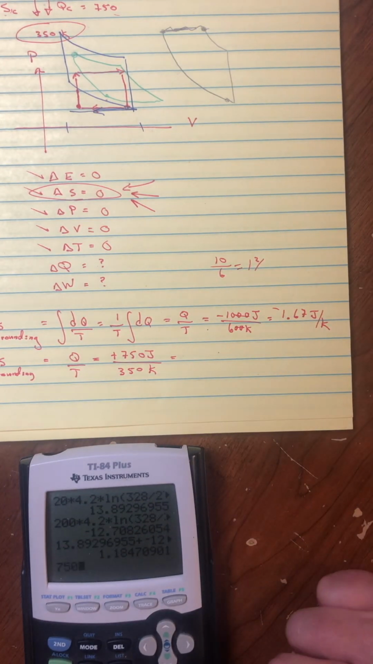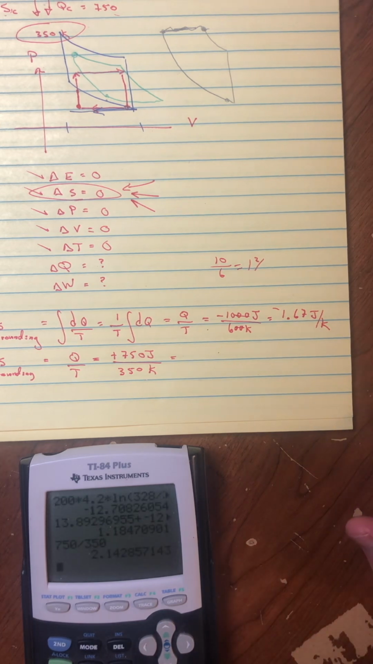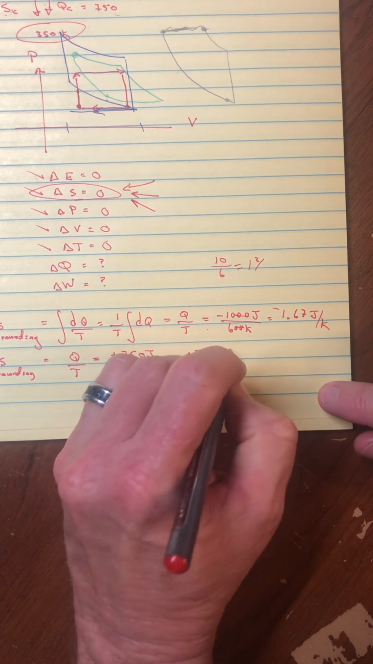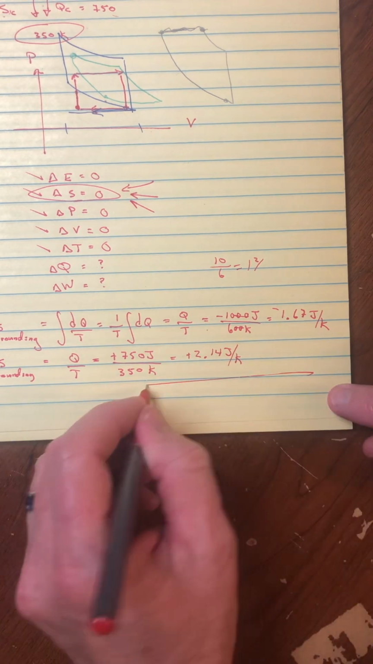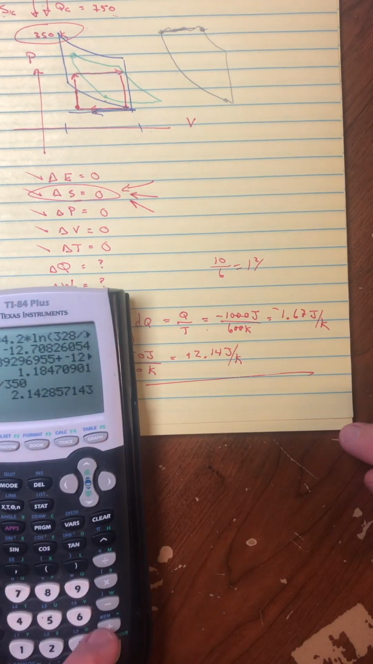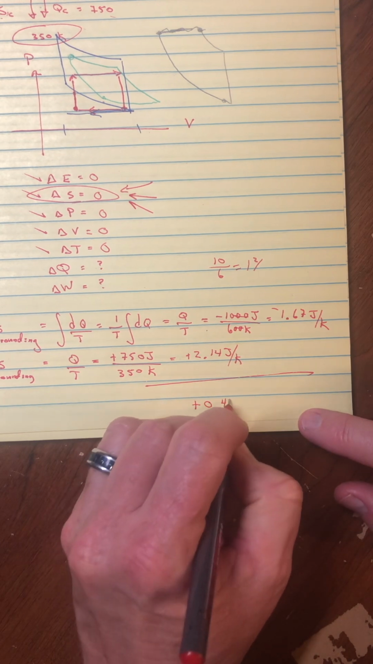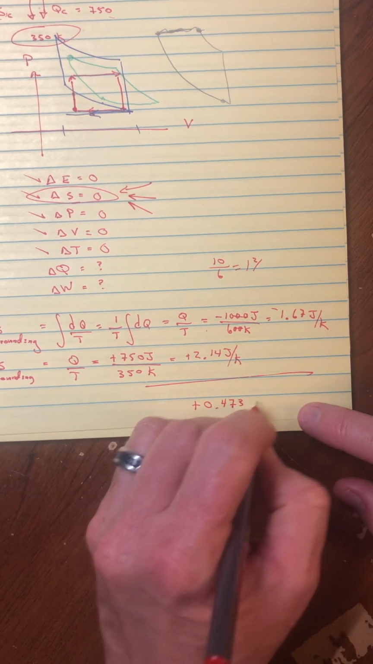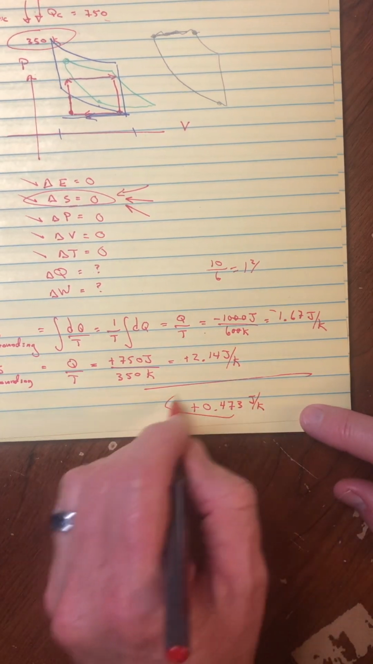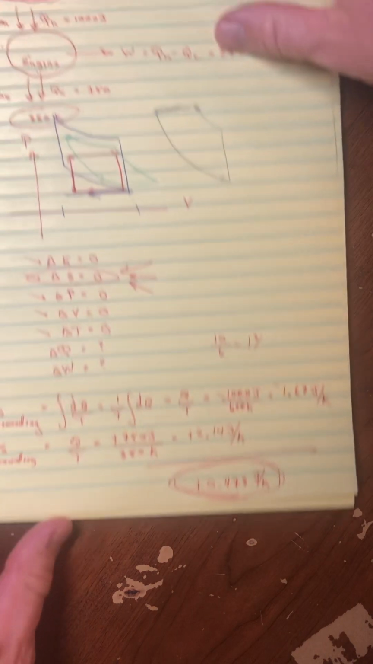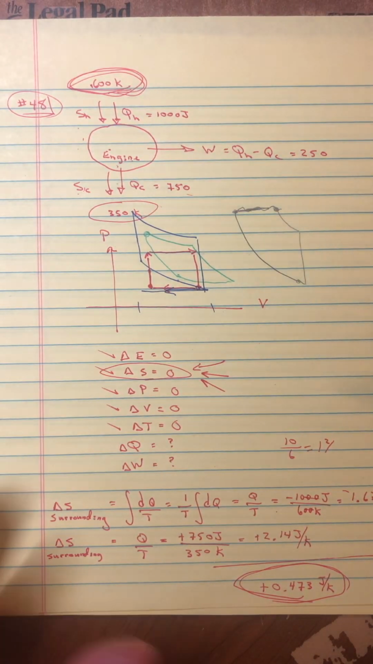And so this is 750 divided by 350. Yeah, and so this is a plus 2.14 joule per Kelvin. And so when I put these two together, I will have a net change of positive. And as we said, according to the second law of thermodynamics, it would only be possible if this was either an increase or equal to 0, but never a decrease.